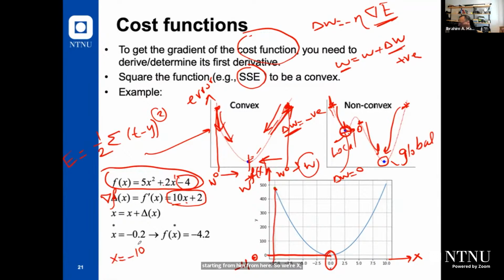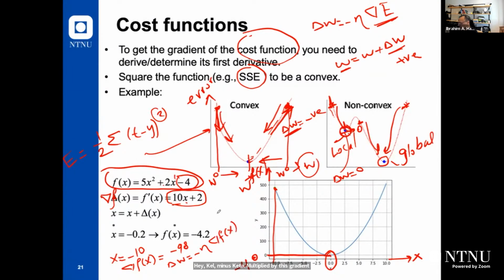Right? So what is the gradient now? What is the gradient of x? So it will be df of x at minus 10, multiplied by 10. So it will be minus 100 plus 2. So it will be minus 98, right? So this is the gradient. So delta omega equals minus eta multiplied by this gradient.